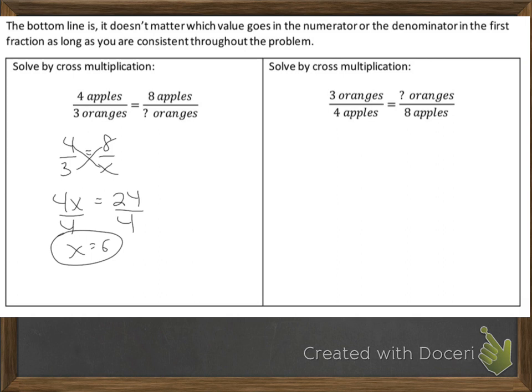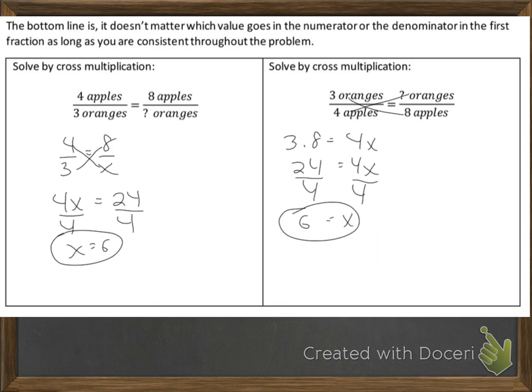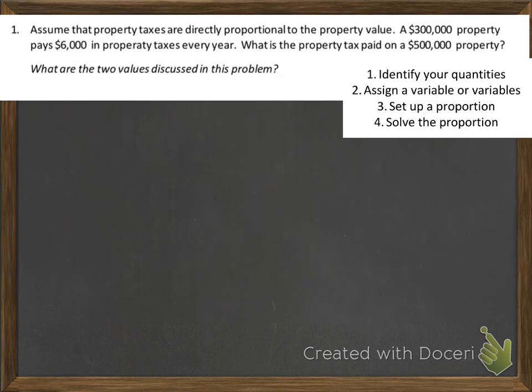Same thing here. If I cross multiply, I still get 3 times 8 is equal to 4x, or 24 is equal to 4x. So you can clearly see, since I end up with the same equation, of course I would end up with the exact same number of oranges in either case. So again, it doesn't matter which one goes upstairs or which one goes downstairs, as long as you are consistent throughout your problem.